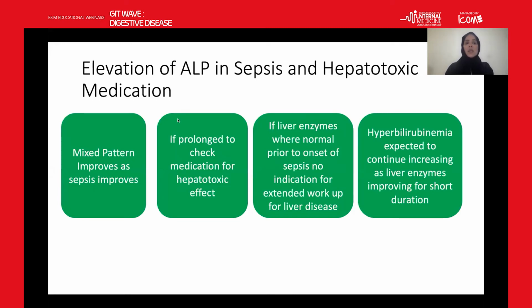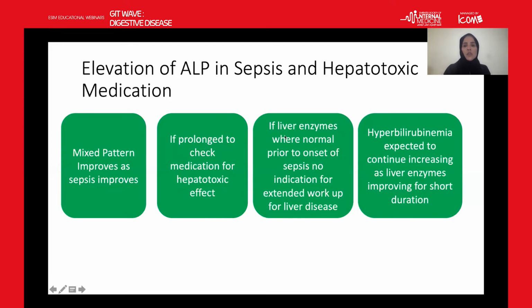What about elevation of alkaline phosphatase in sepsis or hepatotoxic medication that you often see in your practice? It is always a mixed pattern with the one associated with sepsis. You treat the sepsis and you expect the liver pattern or the enzymes to improve. Sometimes it does prolong. If it is prolonged, then you check the medication you are treating the patient with. It can actually prolong the elevation of these enzymes. Think of tazocin, meropenem, ceftriaxone; these do have an effect on the liver enzymes. That's why sometimes it's prolonged, and while the sepsis improves, the enzyme is still up before coming down.